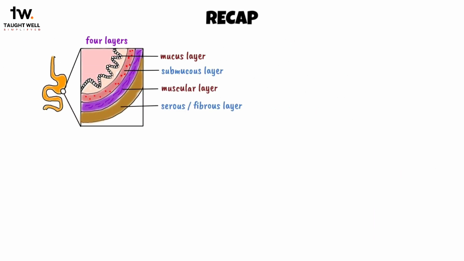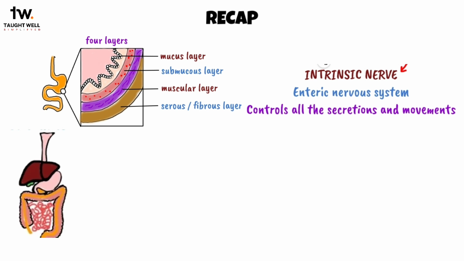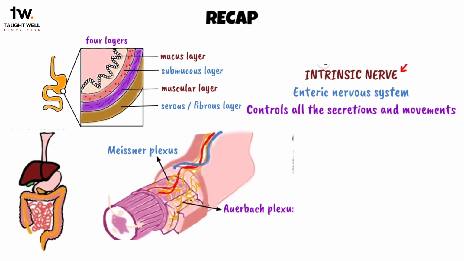In general, the wall of the GI tract is formed by 4 layers, which are from inside out: the mucous layer, submucous layer, muscular layer, and the serous or fibrous layer. Intrinsic nerves to GI tract form the enteric nervous system that controls all the secretions and movements of GI tract. Enteric nervous system is present within the wall of GI tract from esophagus to anus. Nerve fibers of this system are interconnected and form two major networks called Auerbach plexus and Meissner plexus.